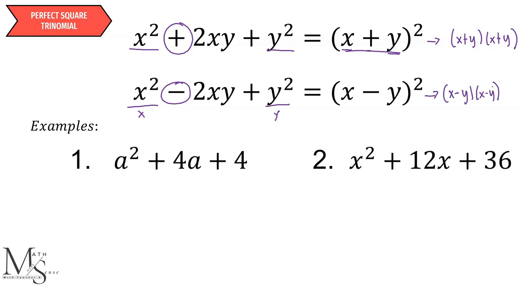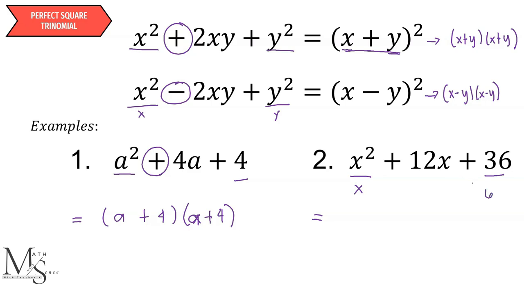Let's have our examples. The square root of the first term is a, and the square root of the last term is 4. Thus, the first sign is positive, hence the factors would be a plus 4 times a plus 4. Number 2. Square root of the first term is x. Square root of 36 is 6. Hence, the factors would be x plus 6 times x plus 6.